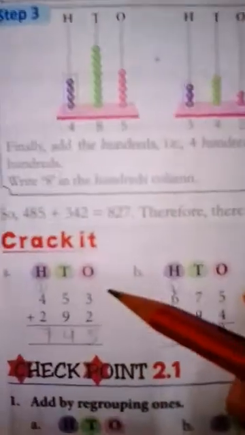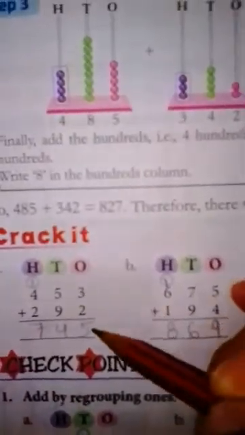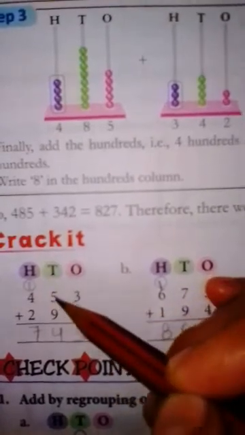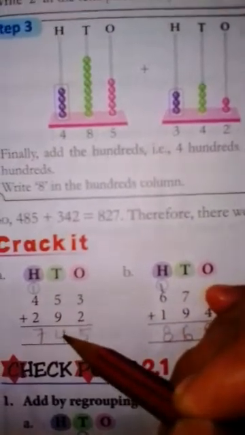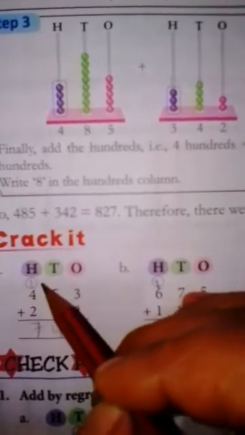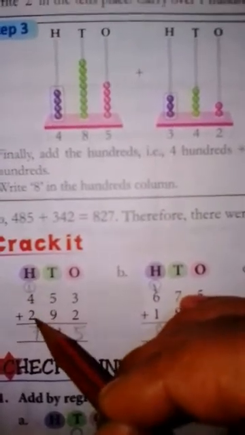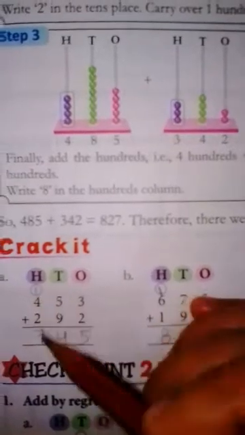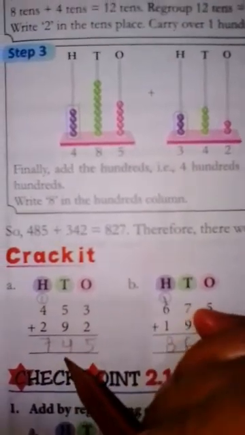Now you know how to regroup tens and how to regroup ones. Let's see the next Crack It. Here, 3 plus 2 is 5. Then in tens place, 5 plus 9 is 14. So we regroup 14, write 4 here and carry 1 to the hundreds place. 4 plus 2 is 6, and carry 1 makes 7. So your answer is 745.